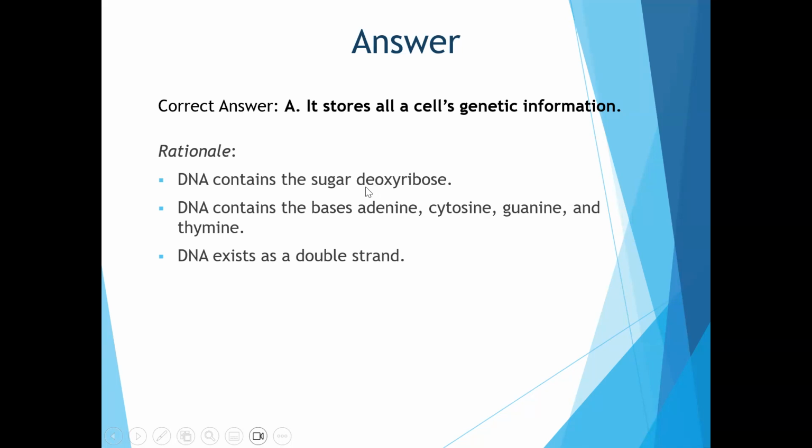So DNA has the sugar deoxyribose rather than ribose. Its 4 bases are adenine, cytosine, guanine, and thymine. Remember, the only difference in terms of the bases with RNA is that there is uracil instead of thymine. And DNA exists as a double strand, so that's that double helix structure for DNA. RNA will only be single-stranded.